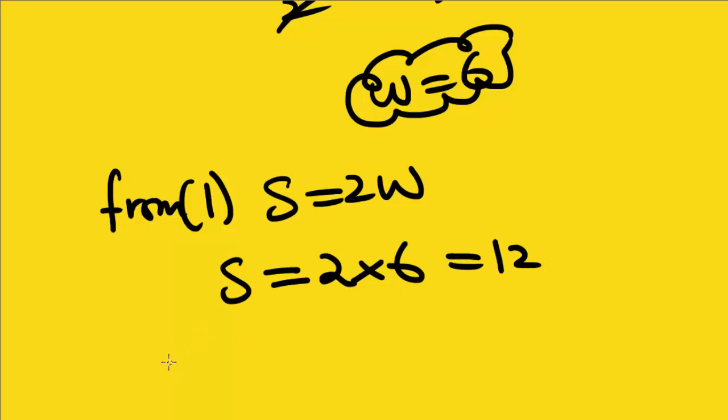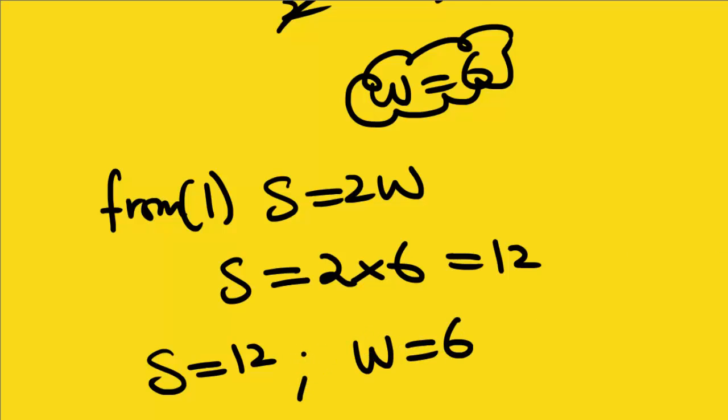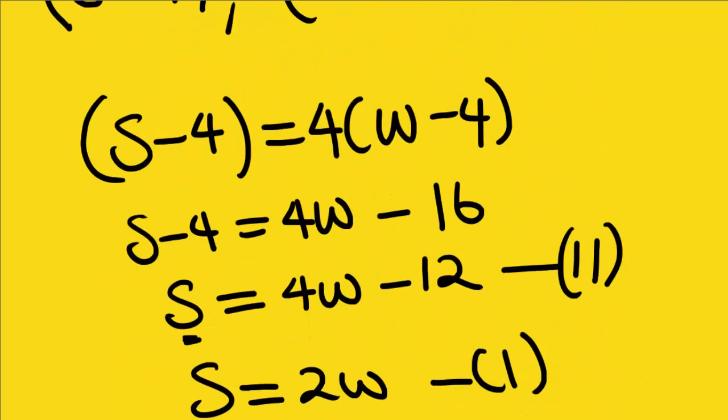So what we've done so far is determine that Sonny's age now is 12, Sonny's 12 years old, and that Wale's age now is 6. And that is what we've achieved with the information given.